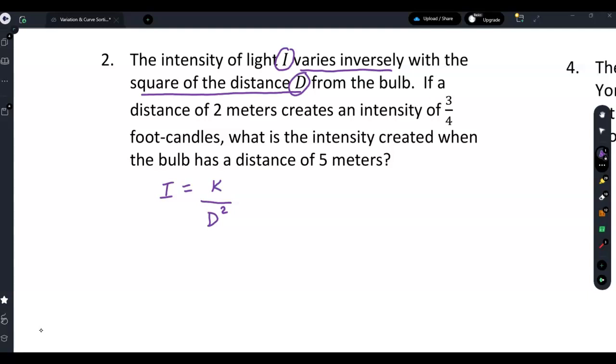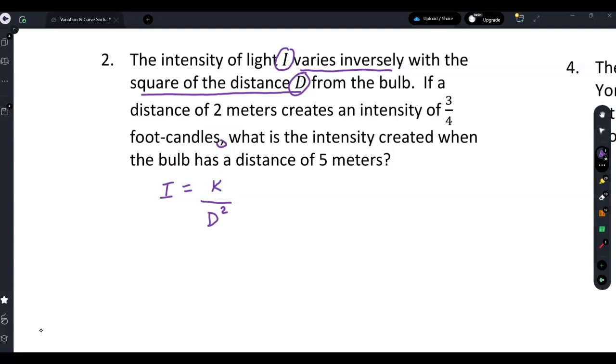So it says, if a distance of 2 meters creates an intensity of 3/4 foot candles, and there's a comma there, so I'm going to stop and see what I can come up with just from that part. A lot of times you'll see problems like this where you don't necessarily understand what they're talking about. Unless you're already really familiar with intensity and how it relates to distance, this may look really foreign, like foot candles. What in the world is a foot candle, right? You don't have to know that. Don't get too thrown off by unknown terms like this. In this case, foot candles is just a unit of measure.